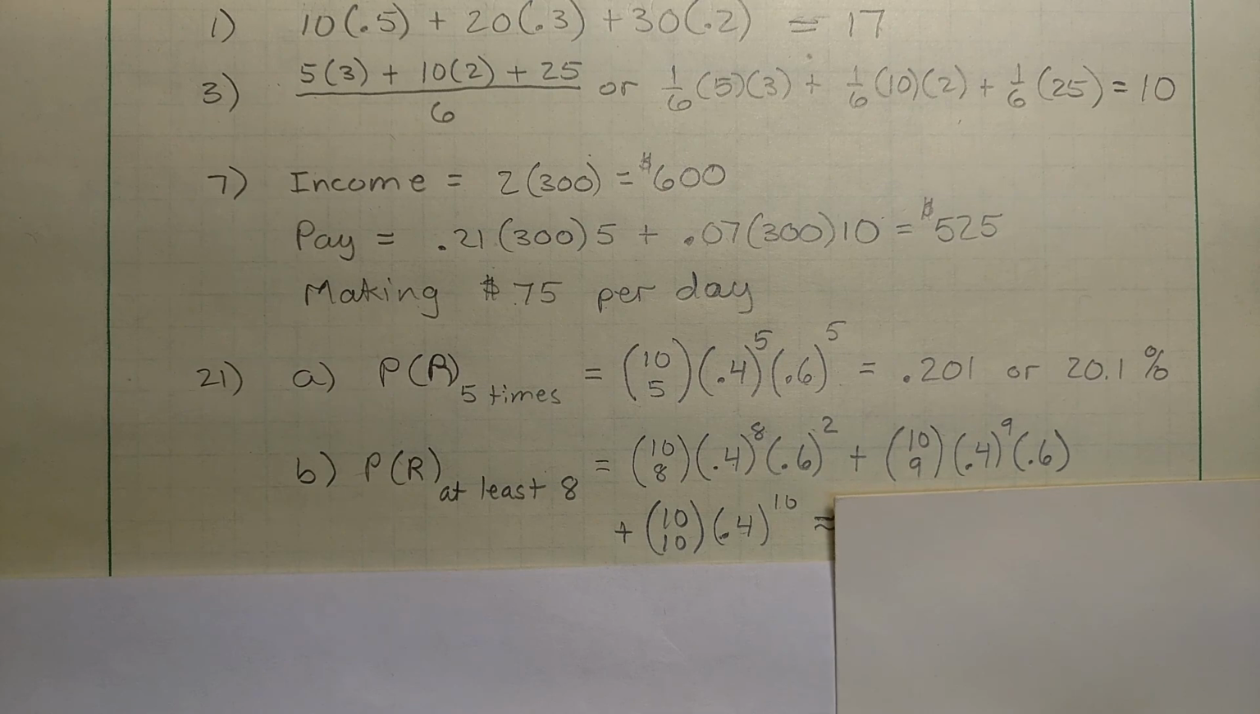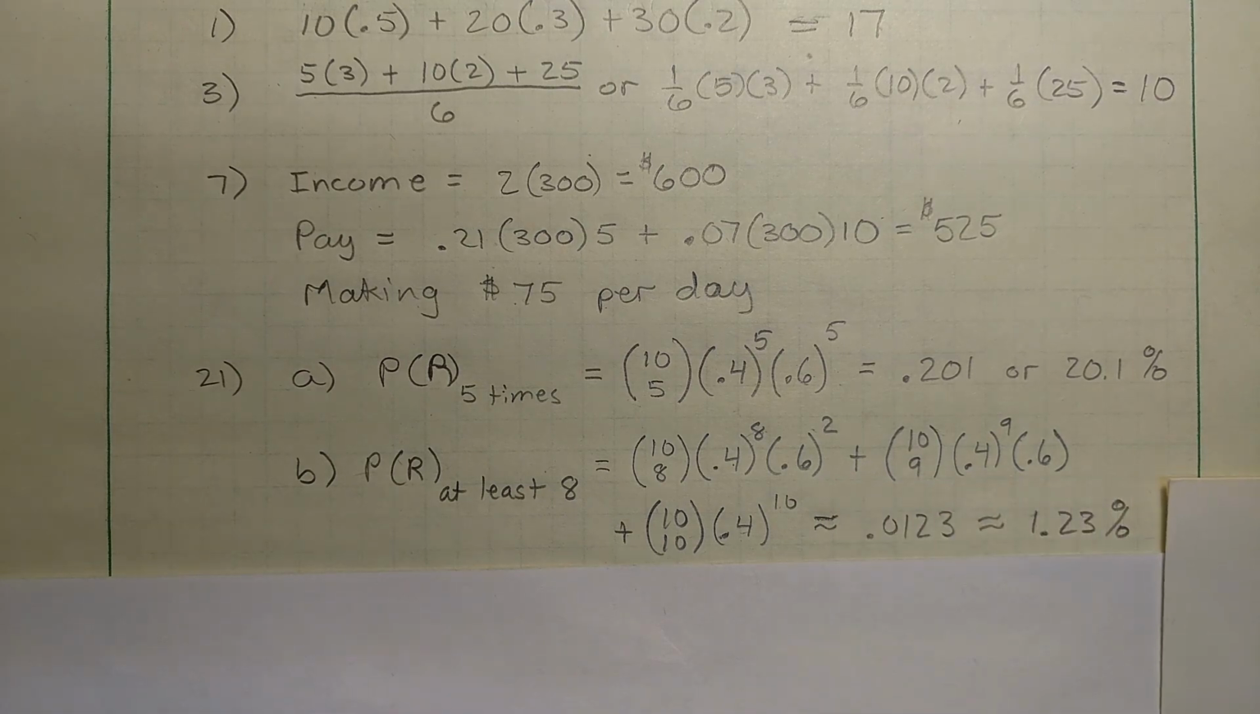So adding all these up, we get that there is a 0.0123 probability, or 1.23%. Remember, whenever we have percents that are less than 10, we want to go out to 3 digits of accuracy. So 2 decimal places on our percent there. So 1.23%. So very unlikely that you're going to hit a red at least 8 times. Not very likely in that situation.